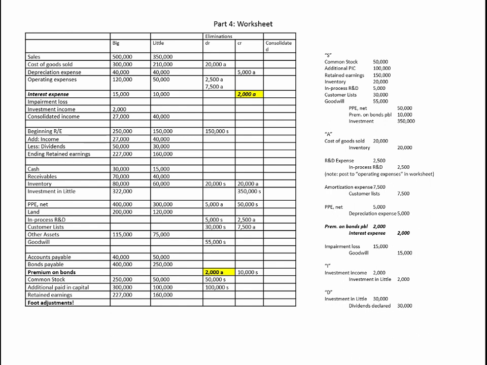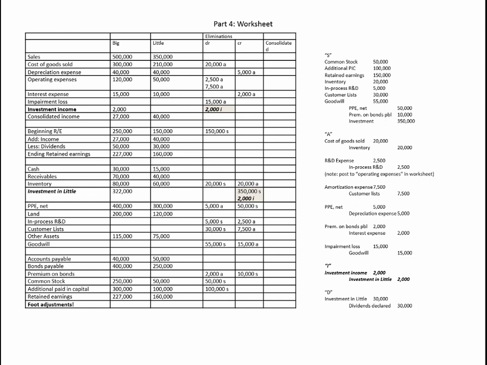Likewise with the amortization of the premium, again, amortizing a premium is an adjustment to interest expense. And then we have that impairment loss, a $15,000 impairment loss up in the income statement, and a $15,000 credit to goodwill.